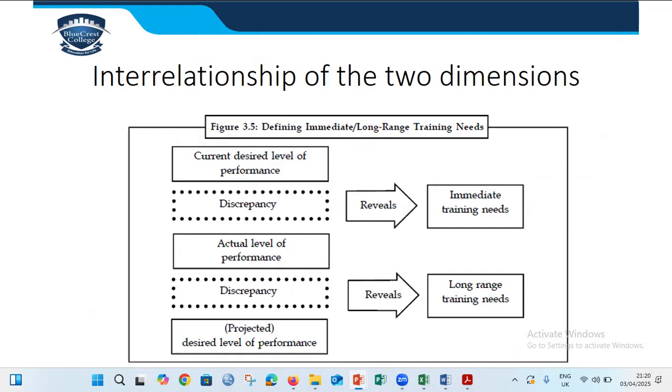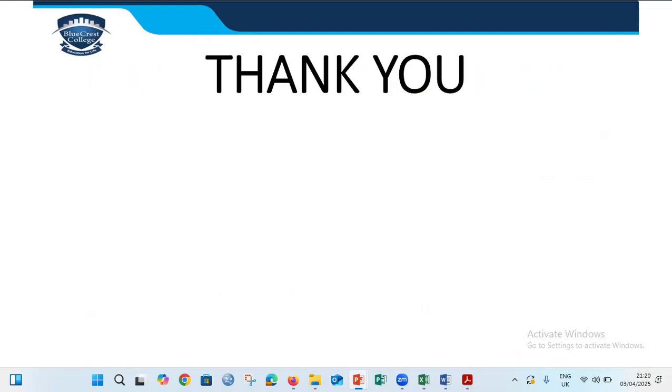So for the immediate training needs, the discrepancy is between a current desired level of performance and the actual level of performance. And then for the long range training needs, the discrepancy is between the actual level of performance and the projected or desired level of performance.